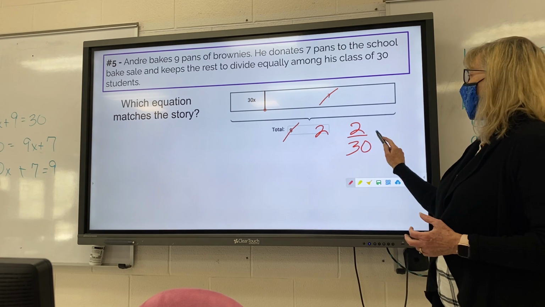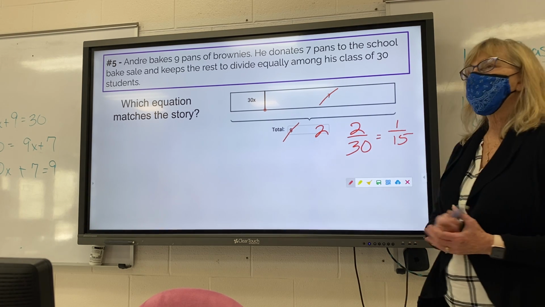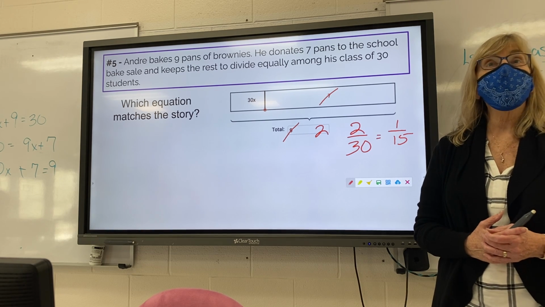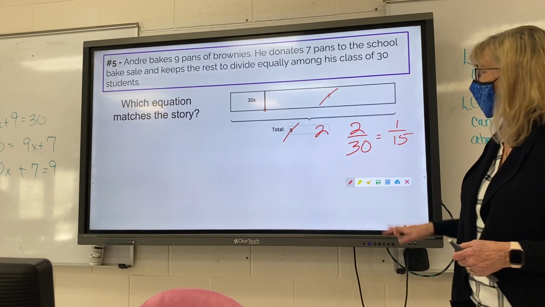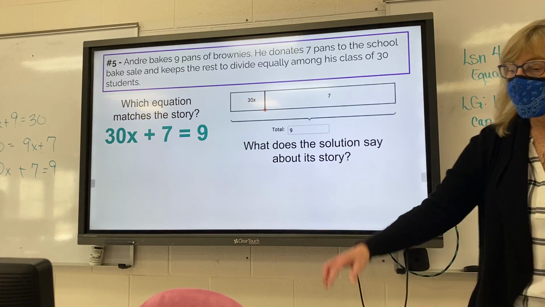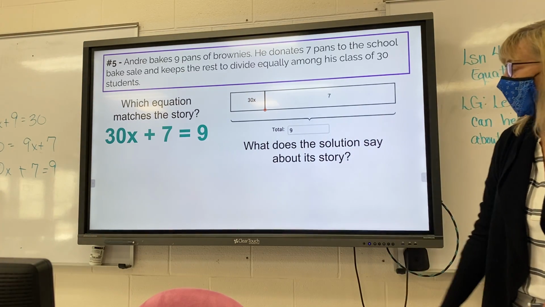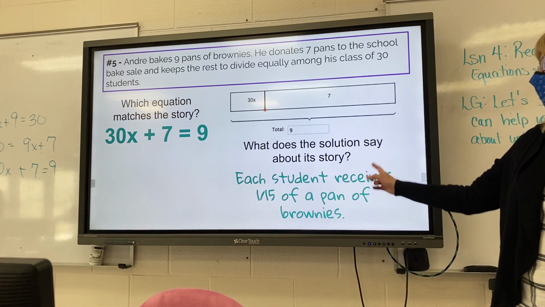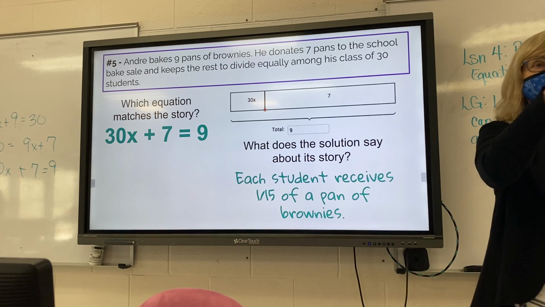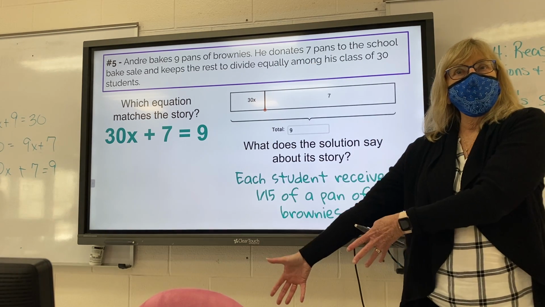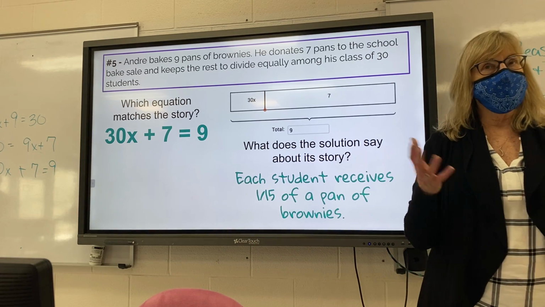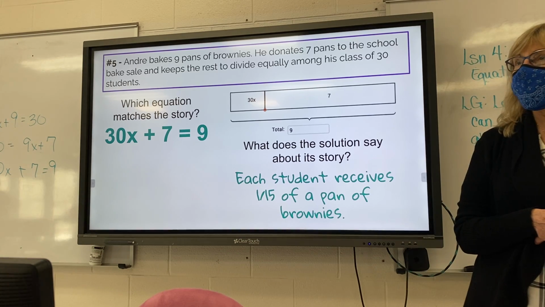Okay, can I just reduce this? So how much of the pan does each person get? 1/15 of the pan. Okay, that's what that means in terms of this story. So everyone gets 1/15 of the pan. What does that 1/15 mean? It means each person in his class will get 1/15 of the pan. So we'll cut up one pan into 15 pieces, the other pan into 15 pieces, and you get 2 brownies. I like brownies. Because you get 2 out of 30. I'll take it. Okay, makes sense?